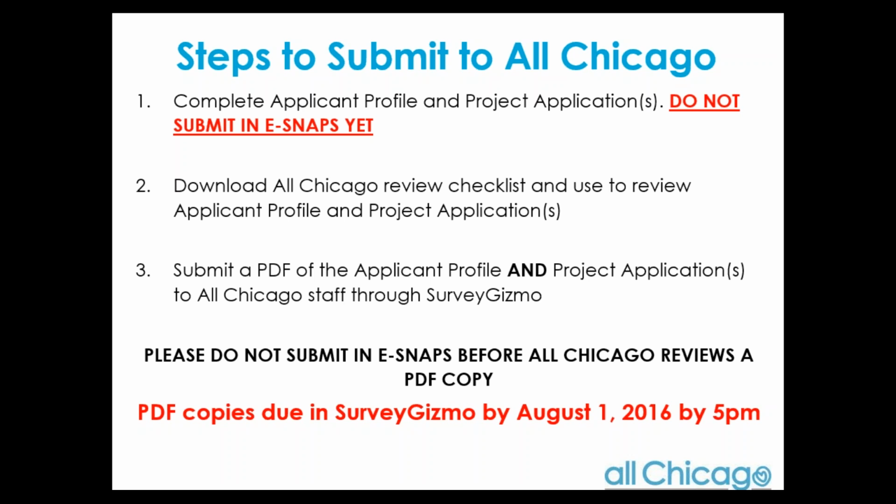And then you'll submit that PDF of the applicant profile and the project applications to All Chicago staff through Survey Gizmo. So again, do not submit in eSnaps before we review the PDF copy and provide you with some feedback about your application. And just a reminder on that due date, the PDF copies will be due in Survey Gizmo by August 1st, no later than 5 p.m.